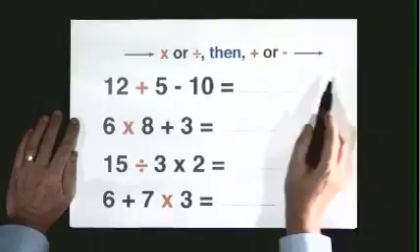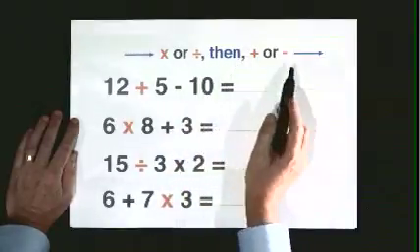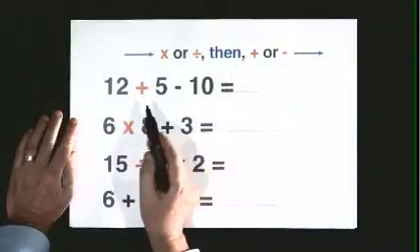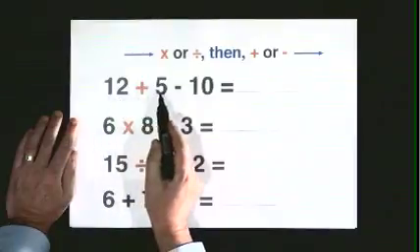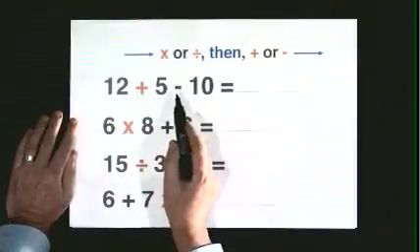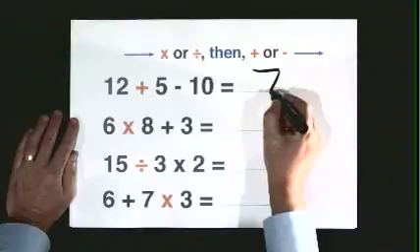Left to right, multiply or divide, then add or subtract. Left to right, we must do the add first. 12 add 5 is 17, 17 subtract 10 is 7.